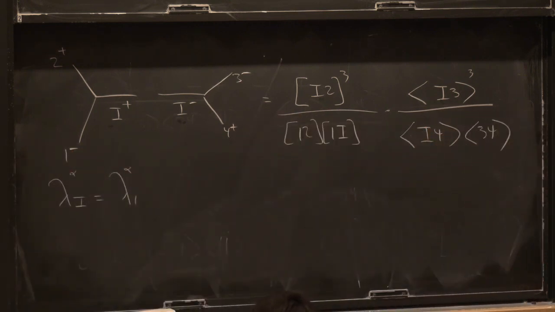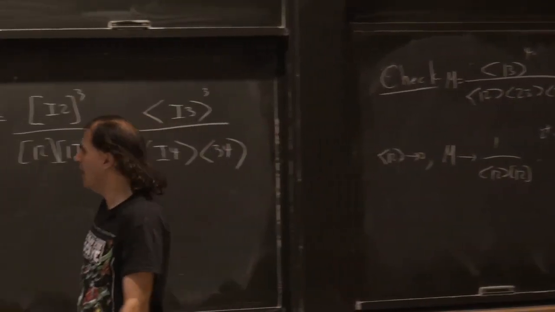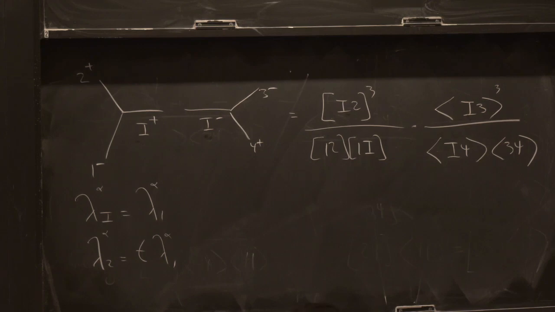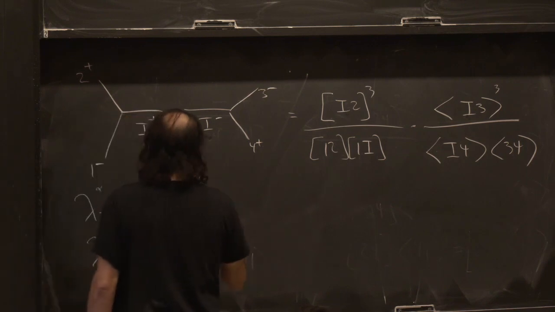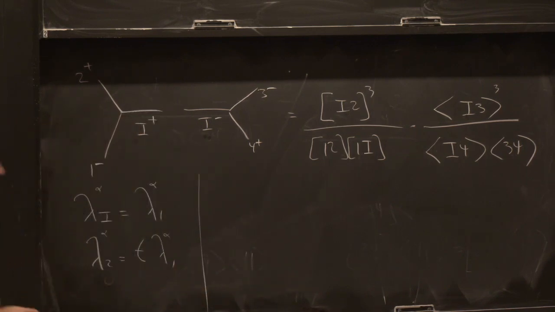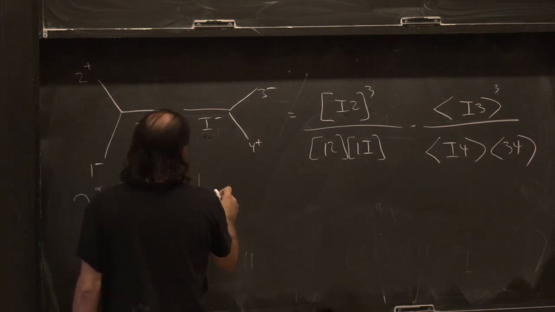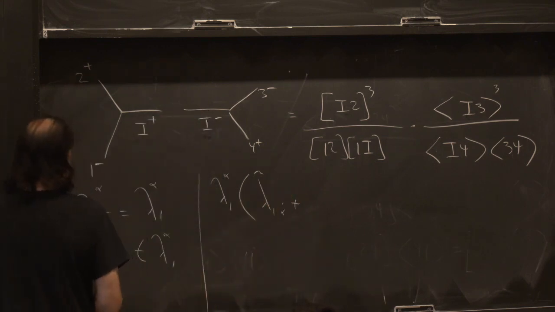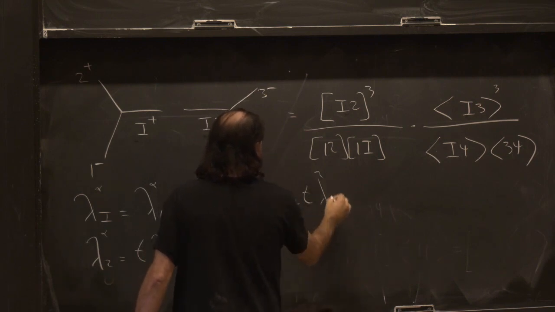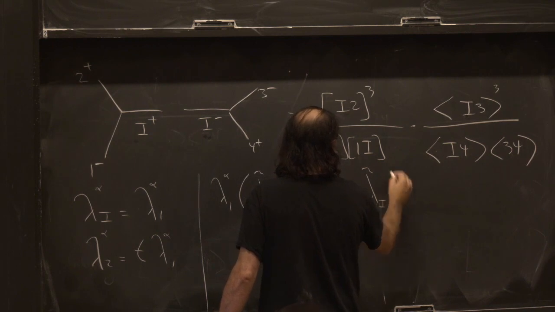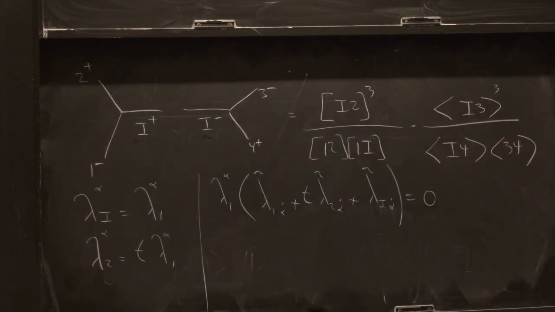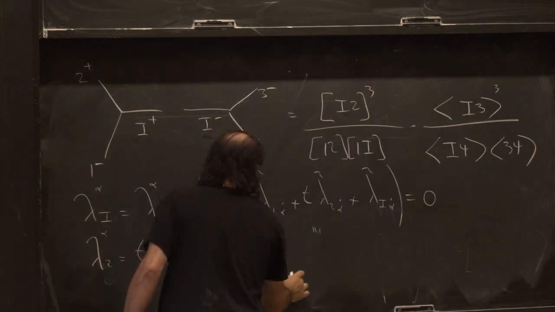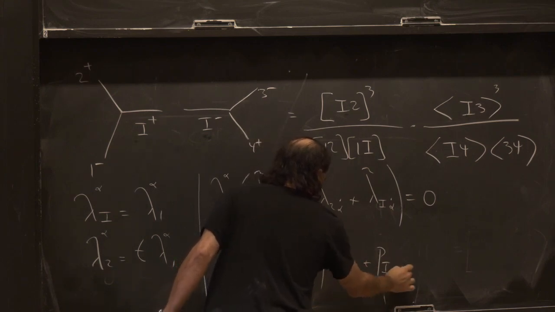And let's say I've made lambda 2 proportional to lambda 1. Let me just write lambda 2 equals some t times lambda 1. Now, what do I know by momentum conservation at this vertex? I know that the sum of the lambda lambda tildes has got to add up to 0. All the lambdas are proportional to each other, so let me put an overall lambda 1 alpha out in front. Then I have lambda tilde 1 alpha dot plus t times lambda tilde 2 alpha dot plus lambda tilde I alpha dot equals 0. That's what I learned from momentum conservation. Is that clear? This is the same as P1 alpha alpha dot plus P2 alpha alpha dot plus P intermediate alpha alpha dot equals 0.